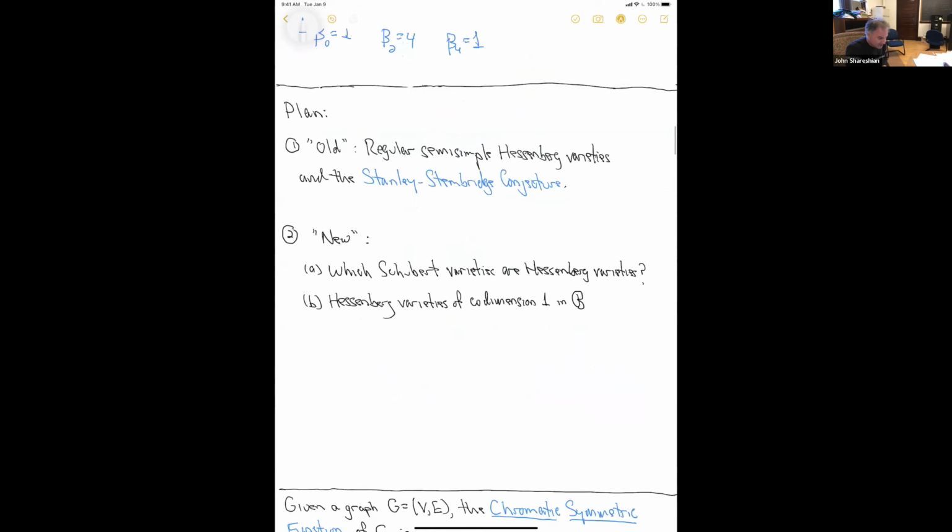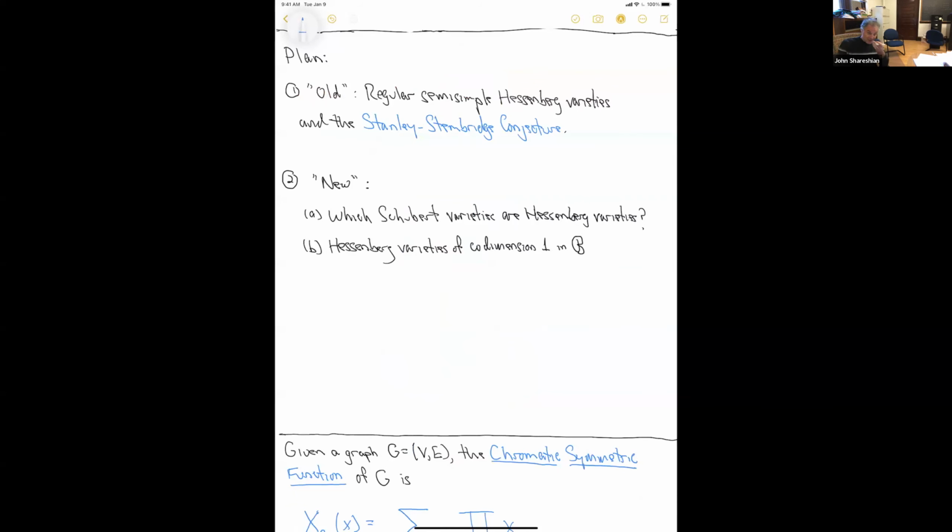Okay, so that's what Hessenberg varieties look like. And now here's my plan. I am going to go through some old work with Michelle, I hope it's new to enough of you that I'm not wasting your time, about the relation between regular semi-simple Hessenberg varieties. So regular semi-simple just means that the matrix X looks like the one we just looked at. It's diagonalizable with distinct eigenvalues, and a conjecture of Richard Stanley and John Stembridge about chromatic symmetric functions.